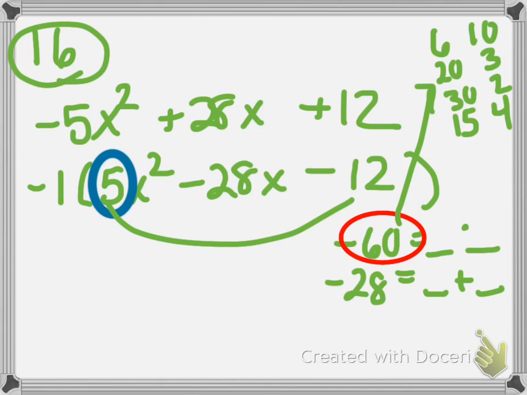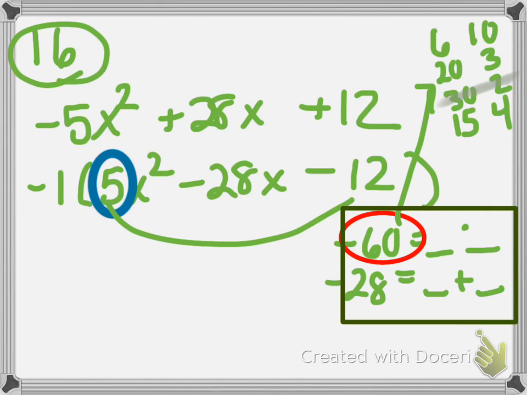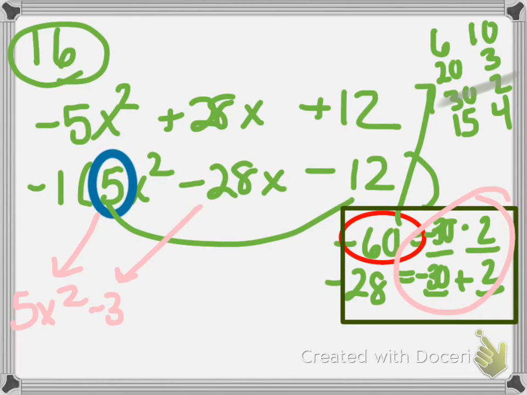What gets us multiplying this puzzle right here? What multiplies to get negative 60 that adds to get negative 28? And I see it right here. 30 and 2 would work. If I take negative 30 and a positive 2, that's going to answer my puzzle. What do I do then? Use a different color. I take 5x squared. I break up negative 28x to what I got right here, negative 30x plus 2x. And then I have minus 12.